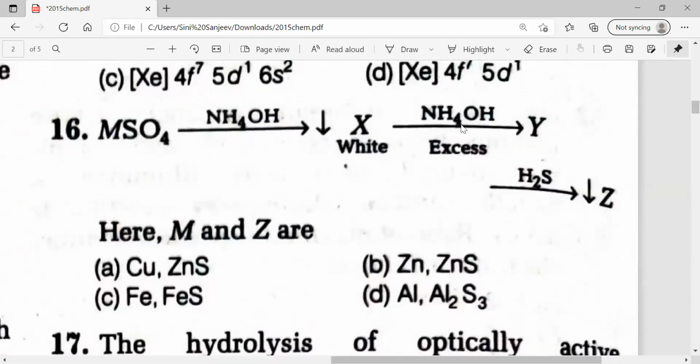Sixteenth one. MSO4, then NH4OH, X. What is this? M and Z. MSO4. Very close, actually. This is the 16th one. I think I'm already getting some answers. 16th one. Correct.